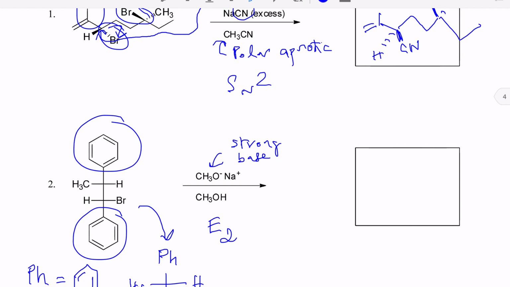through the lens of a Newman projection, right? So we know that these groups are projecting out of the page, and that these two phenyl groups are downward. So when we draw the Newman projection, we can draw it like this.